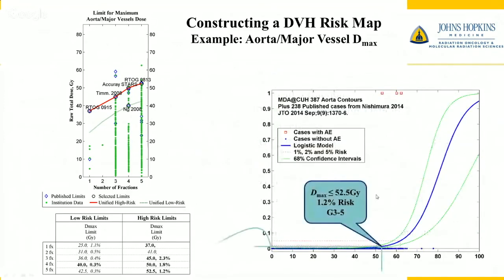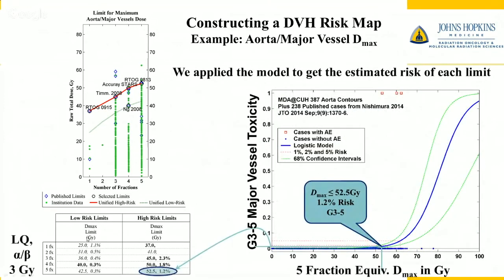And once you have the dose response model, then for any limit you want to know, like say RTOG 0813, the starting point for that was 52.5 gray in 5 fractions maximum point dose. Now you could look up 52.5 on the model, and you see that's a 1.2% risk from this data with these patient characteristics. So again, I always go back to this, make sure this data matches the characteristics of your own patients in your own institution.